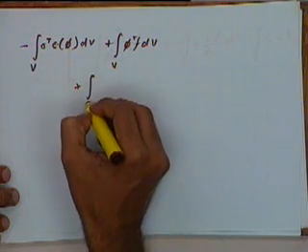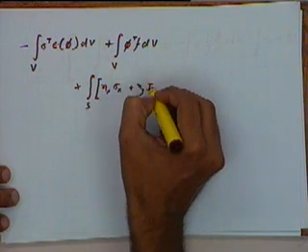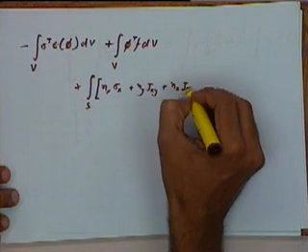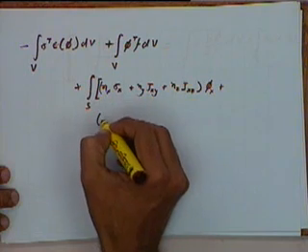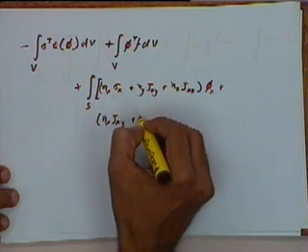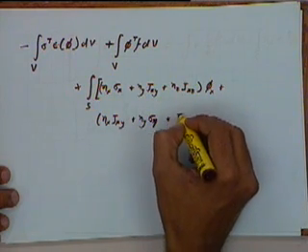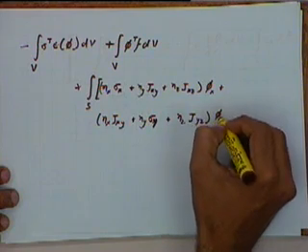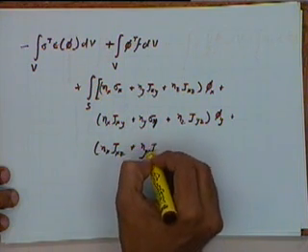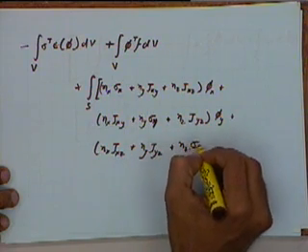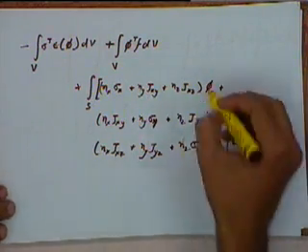Plus the surface integral of (nx sigma x plus ny tau xy plus nz tau xz) multiplied by phi x, plus (nx tau xy plus ny sigma y plus nz tau yz) multiplied by phi y, plus (nx tau xz plus ny tau yz plus nz sigma z) multiplied by phi z, this whole thing multiplied by dS. These are the terms I will get.